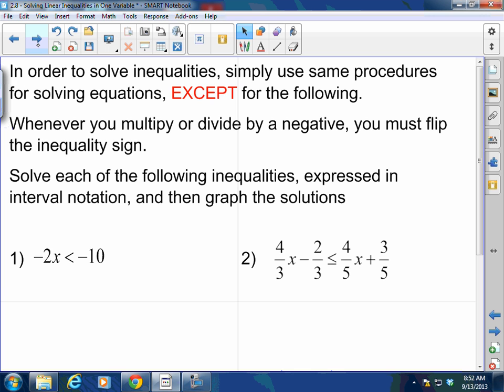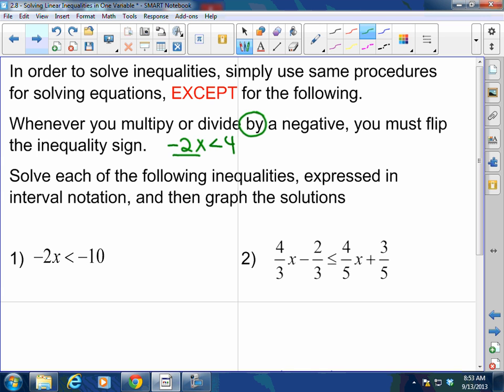Okay. Now. In order to solve inequalities, simply use the same procedures for solving equations, except the following. Whenever you multiply or divide by a negative, you must flip the inequality sign. Let me explain what multiply or divide by means. Because there's a difference to multiply by and to multiply to. Big difference.